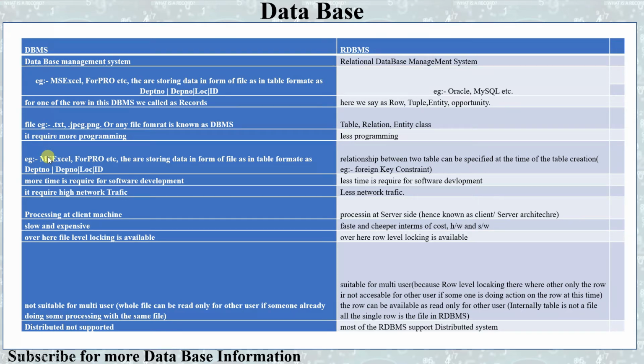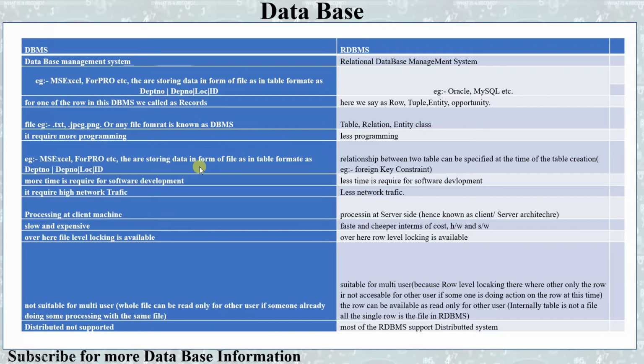Database management system requires more programming. RDBMS requires less programming. Example: MS Excel, FoxPro, etc. They store data in the form of files, in table format like this. In RDBMS, the relation between two tables can be specified at the time of table creation, for example, a key constraint.